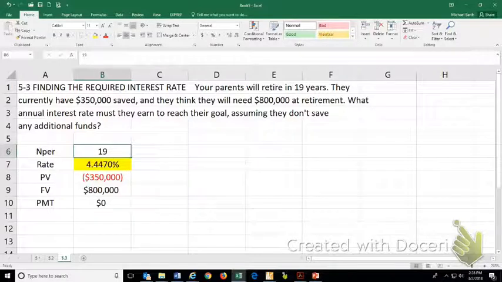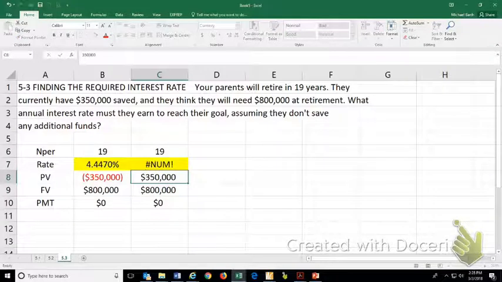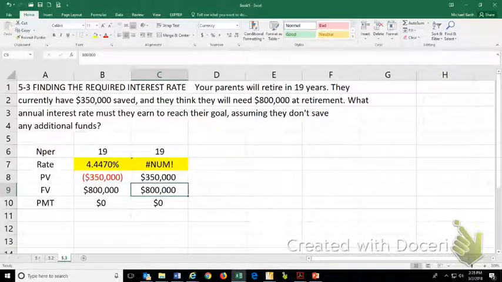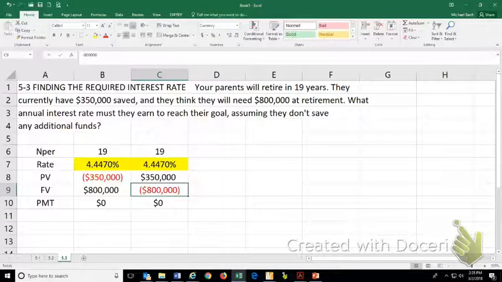If you were to set the signs the opposite direction, all right, make that 350,000. Notice that if they're both positive, you get an error message there, the #NUM. All right, but it really doesn't matter as long as one of them's positive and one of them's negative.